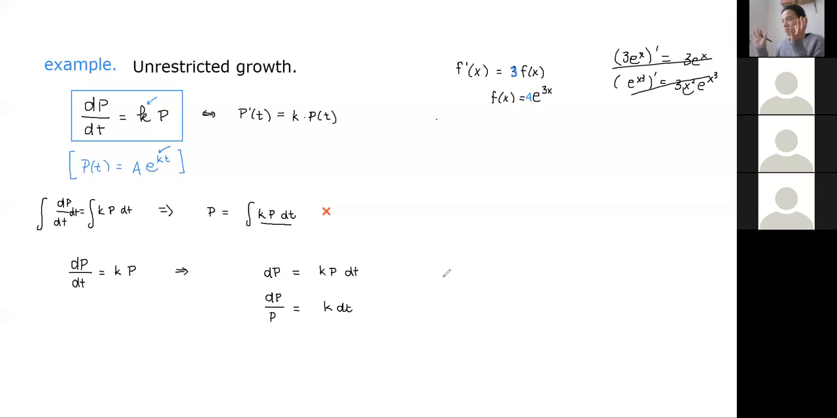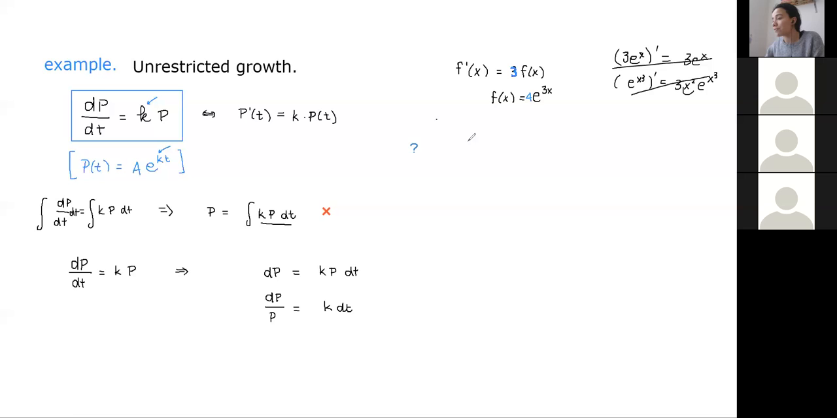Just like a big question mark in general. Okay. All right, so now I have an expression on the left that is just in terms of p, and an expression on the right that is just in terms of t, right? Now, again, why do I want to do that?